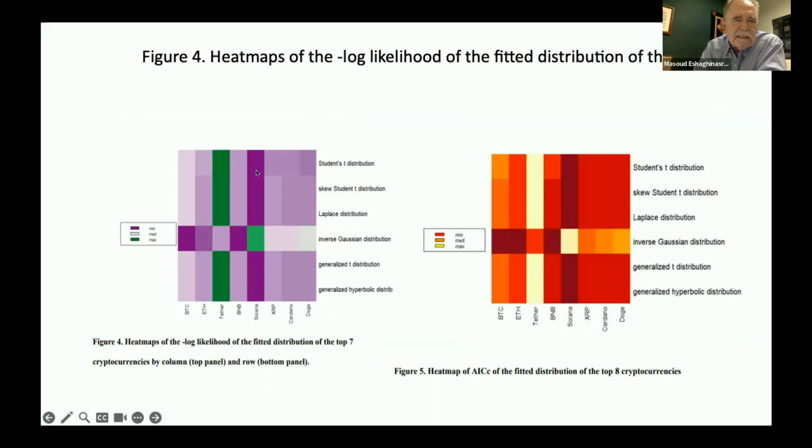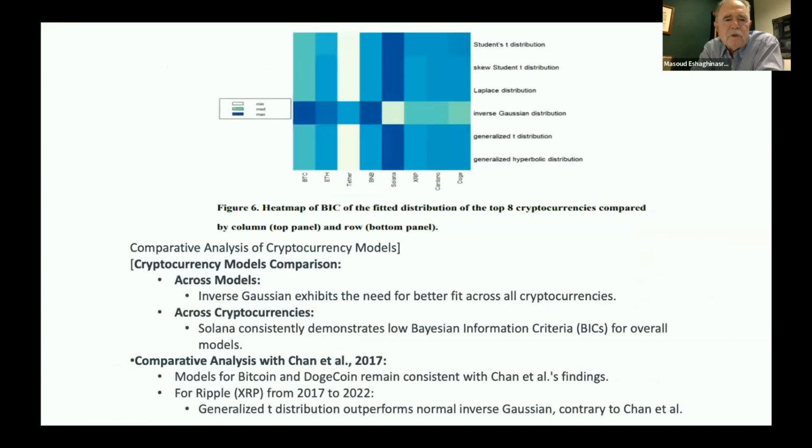You can see the green one is the max. On this side is the name of the coin, and on this side the name of the distribution. The max is that part and that part. And I found the AIC heat map for all cryptocurrencies, and here you can see the BIC heat map.